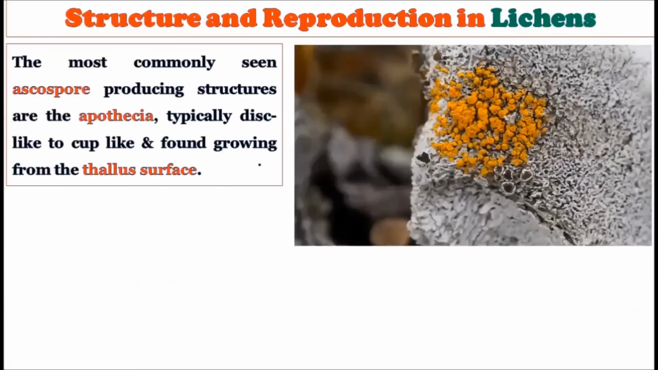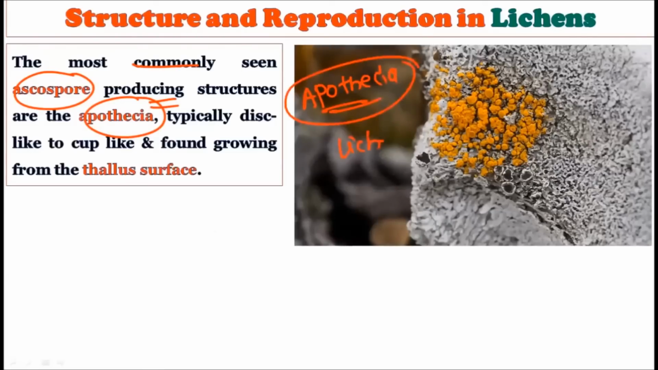Now, the most commonly seen ascospore producing structures are the apothecia. Very important, this should be written down in sexual reproduction. Apothecia are created on these particular lichens, and on these apothecia, the ascospores or asci are created.